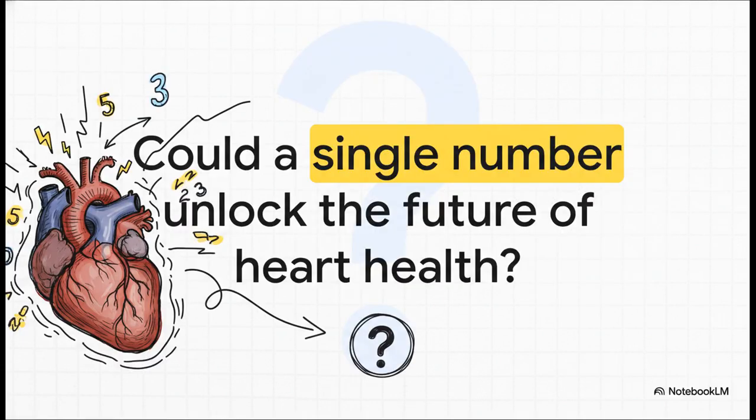And that really brings us to a fascinating question to end on. We've just seen how a really complex electrical storm raging inside the heart can be boiled down to a single measurable value. So could a simple number, like the coefficient of variation, be the key that unlocks a whole new future of smarter, maybe even predictive heart monitoring? It's a pretty powerful idea to think about.